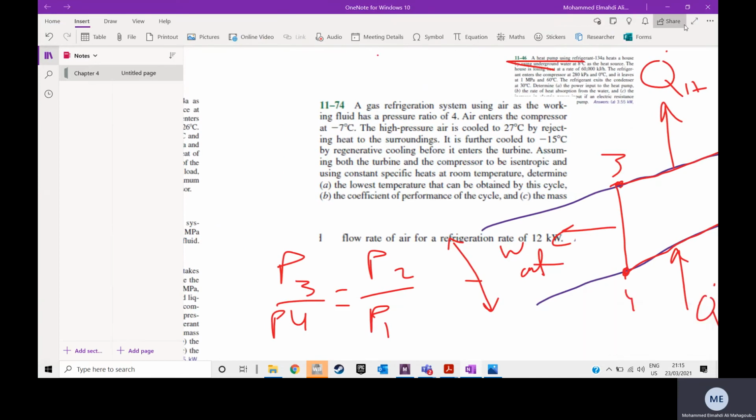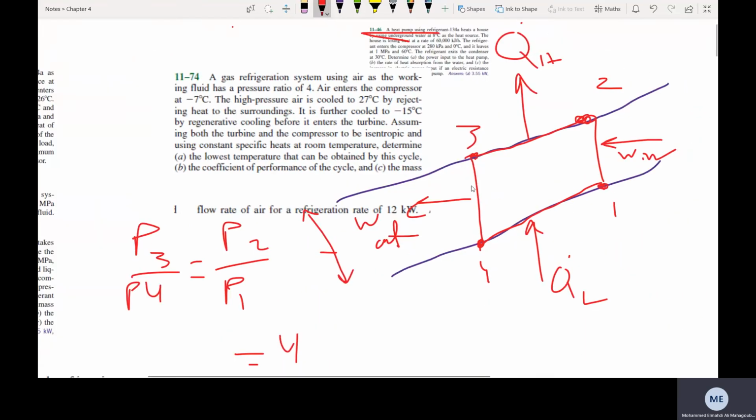Okay, yes. This is 4, the pressure ratio. And I have that the high pressure air is cooled to 27 degrees Celsius. So this is the high pressure air, cooled to 27 degrees Celsius, so this is the temperature at point 3, by rejecting heat to the surroundings. And it enters the compressor at -7, so here -7 degrees Celsius at the compressor inlet.